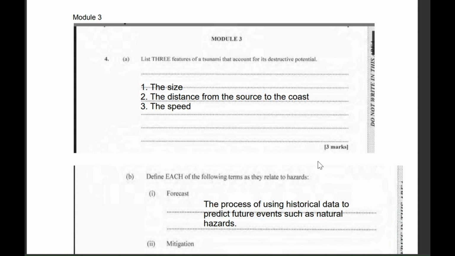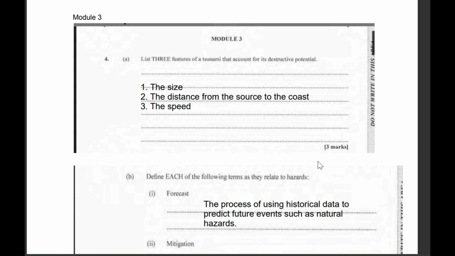submarine earthquakes. They can travel across oceans at speeds of up to 600 kilometers per hour. As a tsunami approaches the land, its height increases and sometimes exceeds 15 meters. A tsunami is a geomorphic or geological natural disaster, and 3 features of a tsunami that account for destructive potential are: 1. The size of the tsunami.